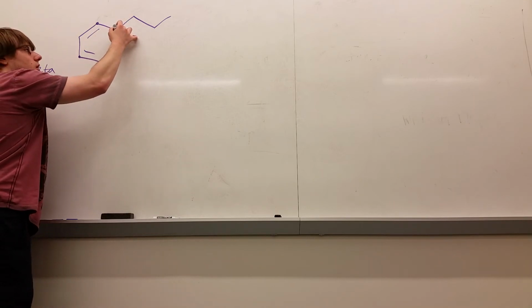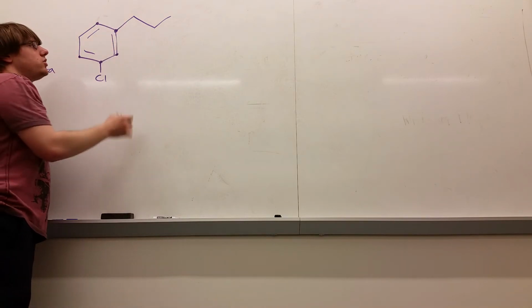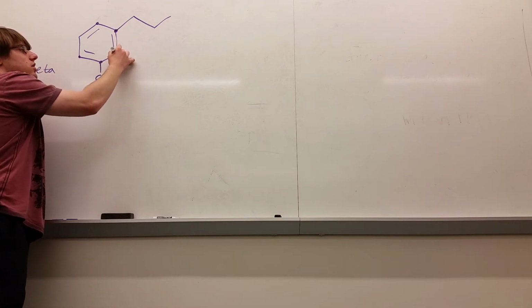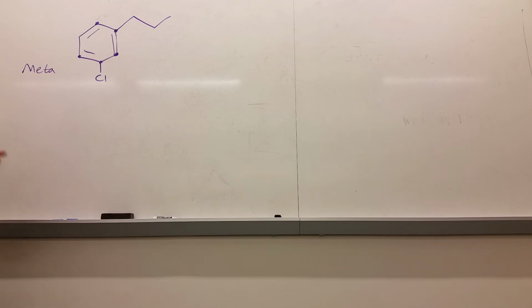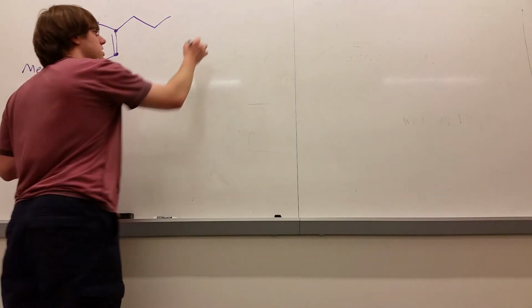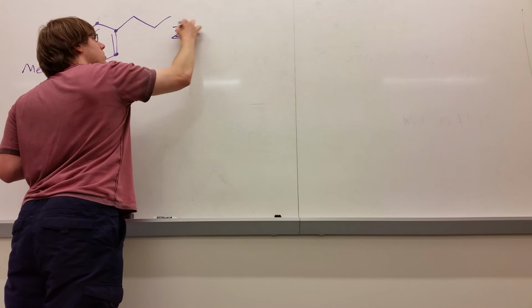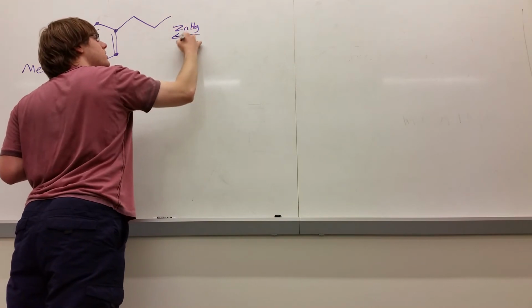Also, if we look at our cover sheet, any carbon chain is also an ortho para director, meaning it will direct here, here, or here. Again, not where the chlorine ended up. So what do we do? Well, there's a nice reaction we have. Remember what zinc, mercury, and HCl does?